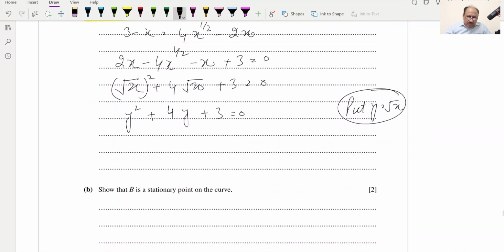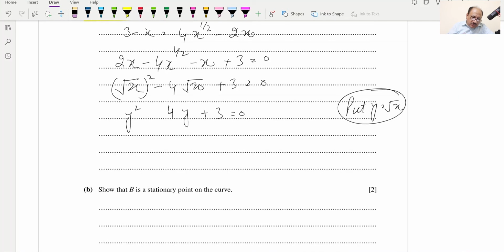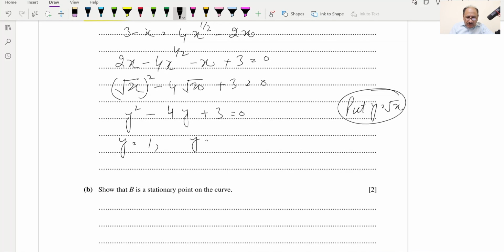Now this is a quadratic equation in terms of y, and we can solve it. The coefficient of y squared is 1, then y coefficient is 4 and the constant is 3. We have made a mistake here: the signs should be minus and minus. Now this is correct if we rewrite the values: 1, minus 4 and 3, and the roots are 3 and 1. So y is equal to 1 and y is equal to 3.